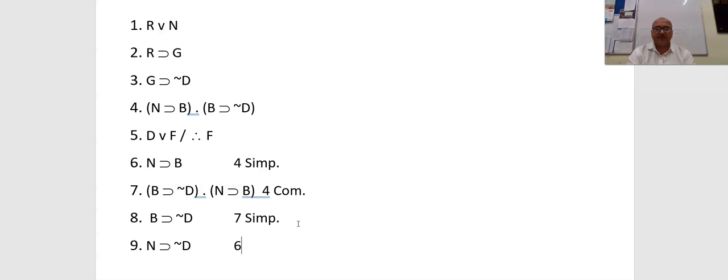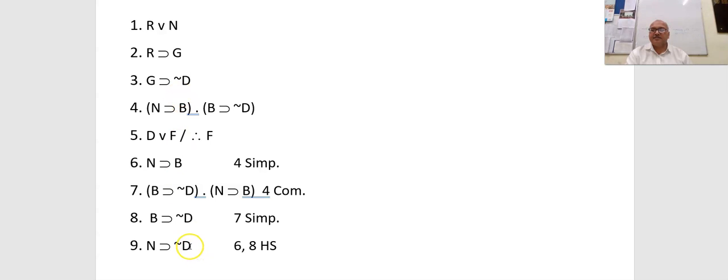What is the rule? 6, 8 hypothetical syllogism, right? Hypothetical syllogism applied in line 6 and 8, right? So N implies negation of D. Now we got N implies negation of D. We have the remaining propositions here. If you look at R implies N, R implies G, G implies negation of D.